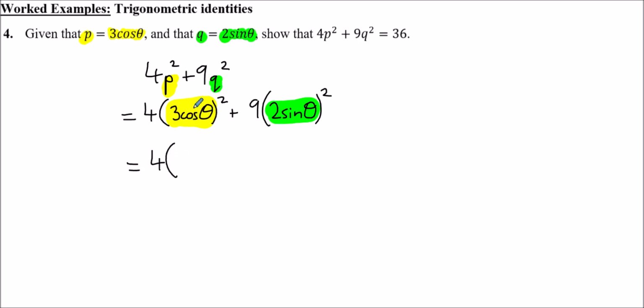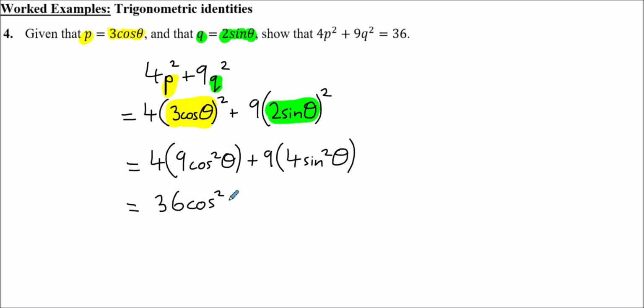So 3 cos theta all squared, we do 3 squared first, which is 9. Then cos theta all squared, we write as cos squared theta. Then plus 9 lots of 2 sin theta all squared. Well, 2 squared is 4, and sin theta all squared we can write as sin squared theta. So we can now multiply these out. 4 times 9 cos squared theta is 36 cos squared theta. Then 9 times 4 sin squared theta is 36 sin squared theta.